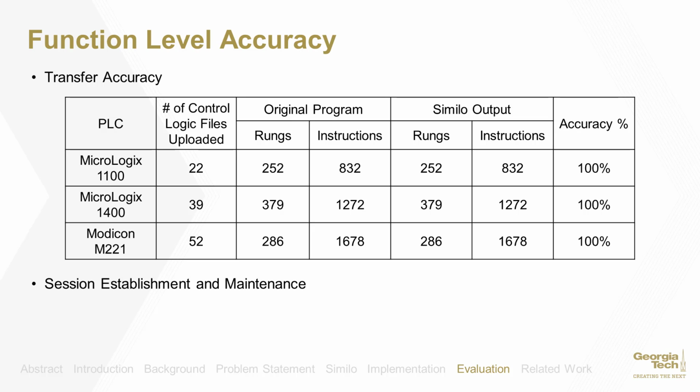For Similo to act as a virtual PLC for forensic purposes, it must be capable of performing 3 tasks. It must be capable of establishing a connection with the engineering software. It must maintain the connection, and it must correctly transfer the control logic to the engineering software. To test the transfer accuracy, 22 Micrologix 1100 files, 39 Micrologix 1400 files, and 52 Modicon M221 files were uploaded to Similo. The table provided shows that the content output by Similo matched identically to the original program. Additionally, in each of these 113 files, the engineering software was able to discover Similo and maintain a connection for at least a few minutes while the uploads occurred.